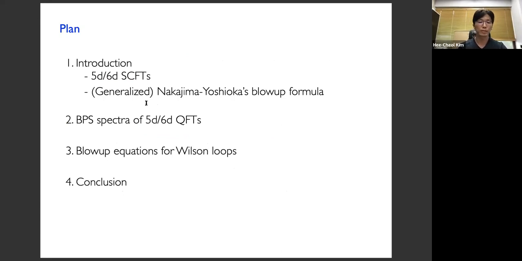So this is my plan. I'll first start with a brief review of 5D and 6D SQFTs and their compactifications. And then I'll explain the Nakajima-Yoshioka blowup formula and its generalization. And then I will discuss how to solve this blowup formula to bootstrap the BPS spectrum of 5D, 6D QFTs. And then I'll introduce a new blowup formalism for Wilson loop operators and then conclude this talk. Any questions? So please interrupt me anytime whenever you have a question.